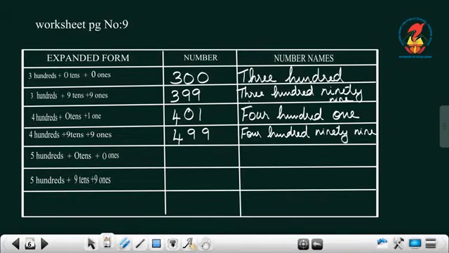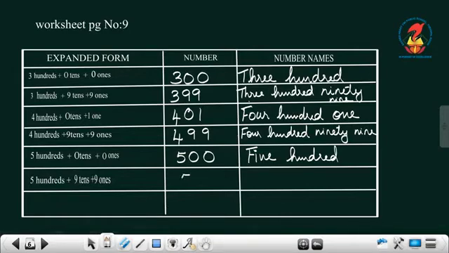500 plus 0 tens plus 0 ones. How will you write this? 5 in hundreds place, 0 in tens place, and 0 in ones place. 500. How will you write? 500. Got it?